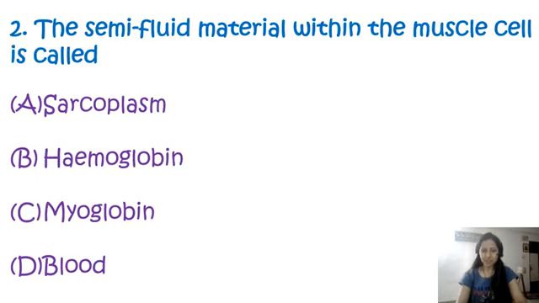Next, question number 2. The semi-fluid material which is present within the muscle cell is called. Options are sarcoplasm, hemoglobin, myoglobin or blood. It is called sarcoplasm. This sarcoplasm is similar to the cytoplasm, but it is specific to muscle cells, or muscle fibers. It contains various organelles including myofibrils, and we know that myofibrils are responsible for muscle contraction.